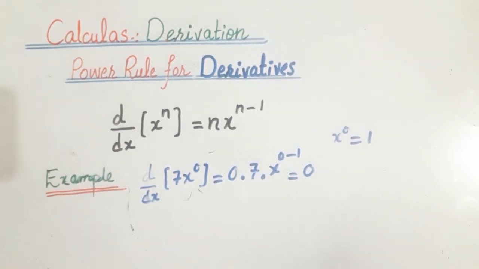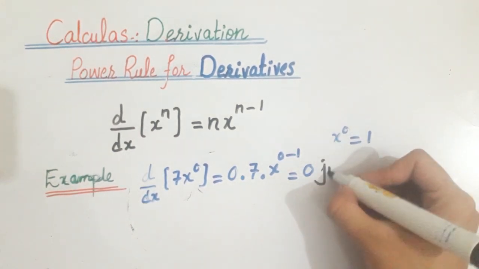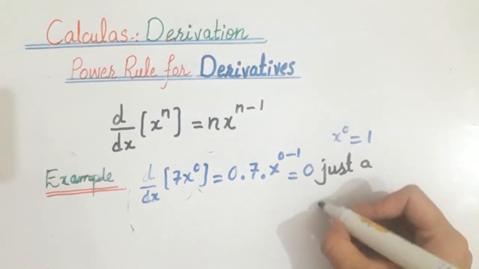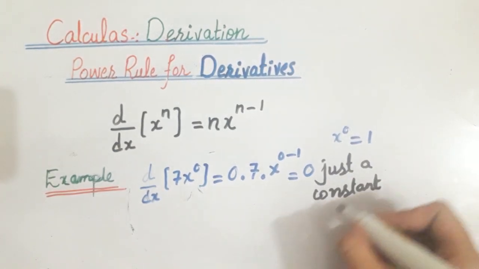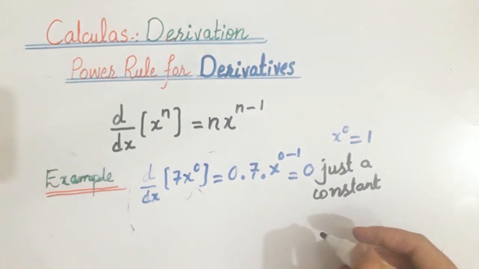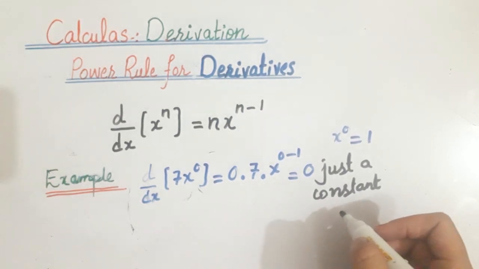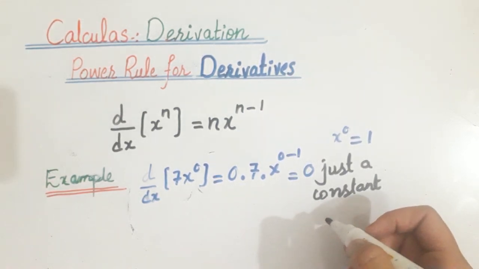It means when you have just a constant, a fixed number, no variable, meaning no x, the derivative of this will be 0. So these are some examples.